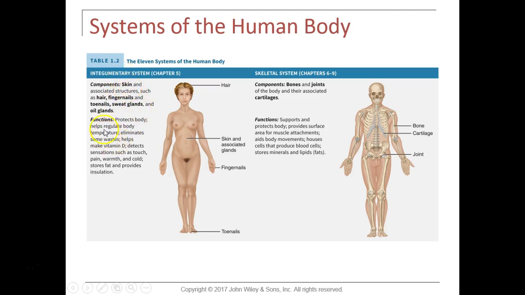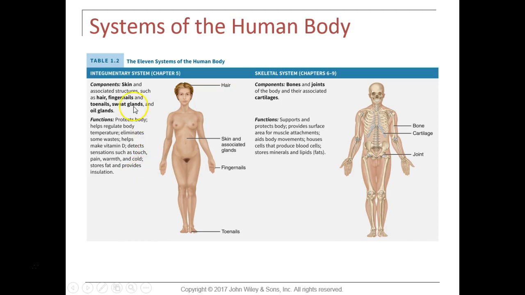I also want you to know the basic function of the system. So what you should do is get a notebook out, write down integumentary system. List out the components: skin, hair, nails, sweat glands, oil glands, and then write down some basic functions. Protects the body, regulates our temperature, helps eliminate certain waste and perspiration. It's involved in the production of vitamin D. So just list them out. As we get to each chapter, which covers each system, we're going to be learning a lot more detail about each one.